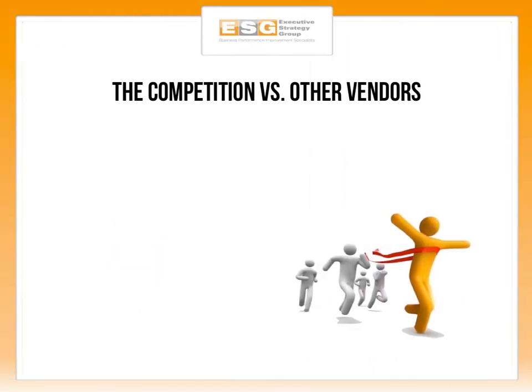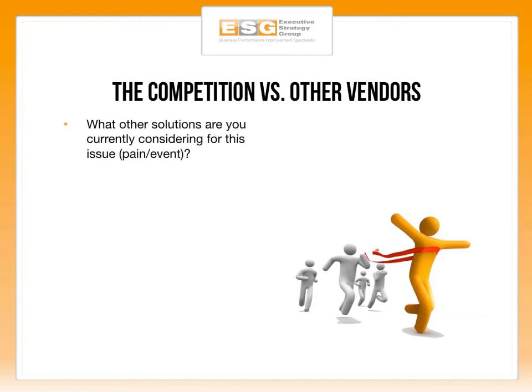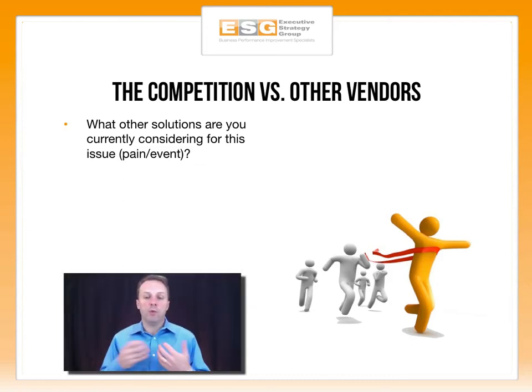So the other side of the competition I mentioned earlier was the competition versus other vendors. Here are some questions you can ask to flesh out other vendors and how you stack rank against them. What other types of solutions are you currently considering for this issue, pain, or event? As I mentioned earlier, if we rep a product by Cisco and other partners out there rep a product by Juniper, then I want to understand, are they considering something from Juniper or maybe Extreme Networks or what have you? I'm using IT examples because I'm very familiar with that type of technology.